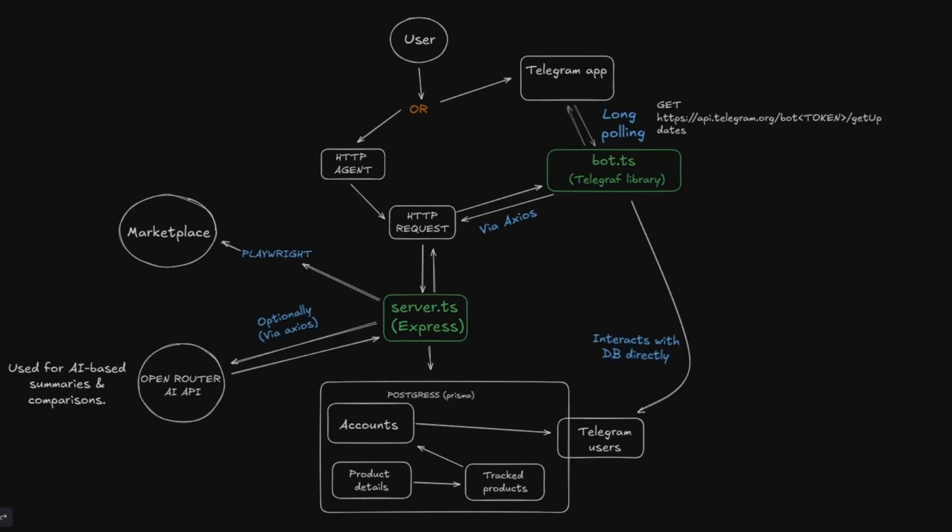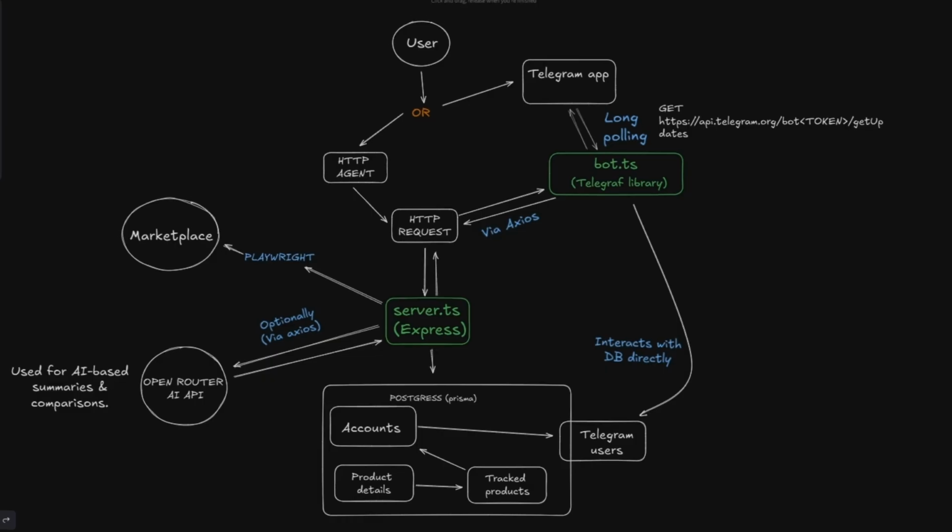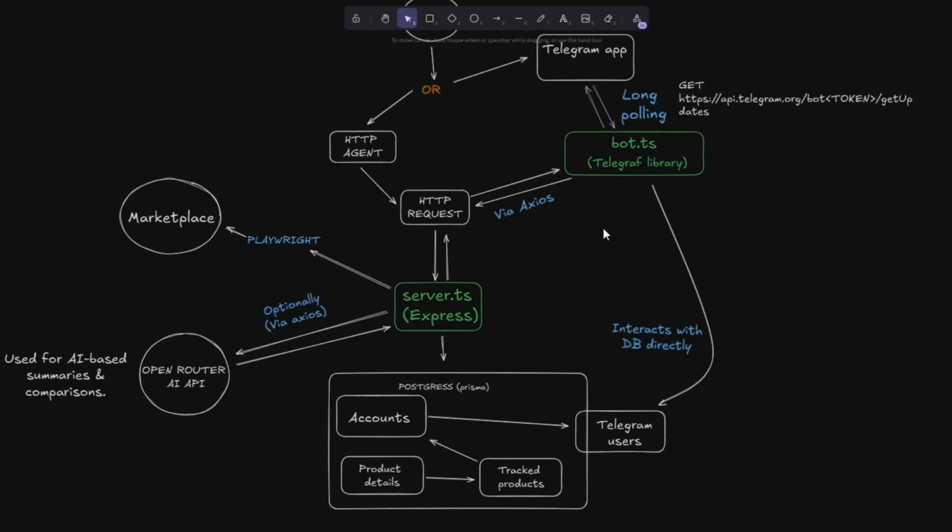So let's say the user wants to start tracking the price of a computer. In this case, the server is going to reach out to the marketplace and scrape the data of that item. Once it has that data, it is going to store it in the database, and it'll belong to the list of tracked items of the user who added it.